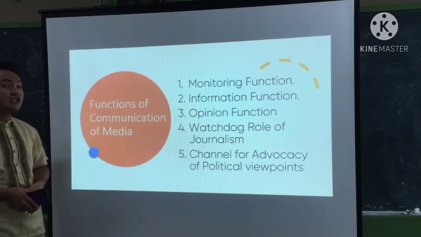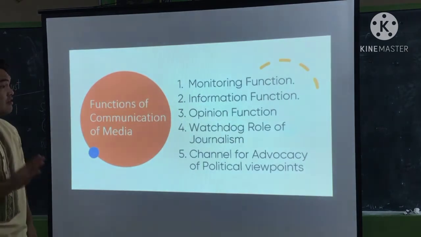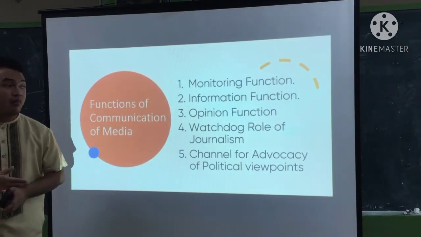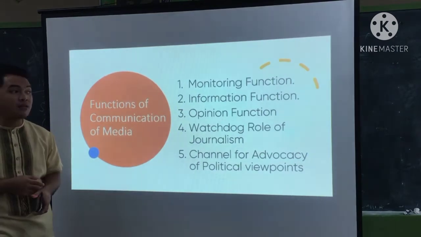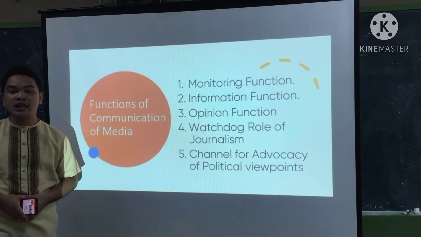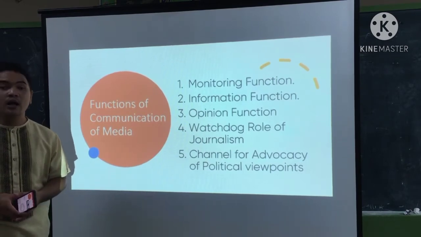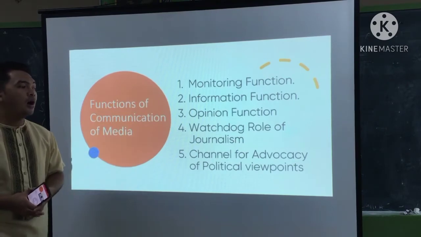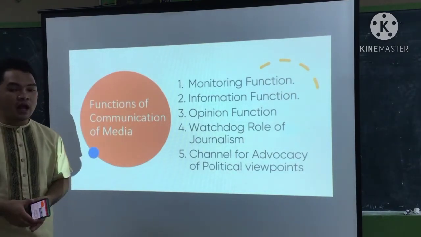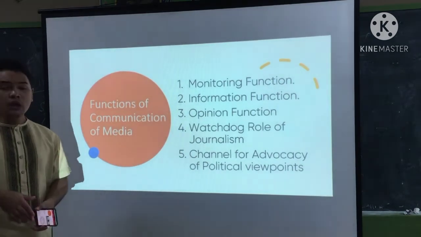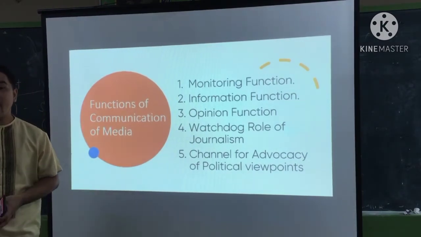For the functions of communication and media, we have the five functions. Number one is the monitoring function. This is to inform the citizens on what is happening around them. The information function is to educate our audience on the meaning and the significance of that. The opinion function is to provide a platform for public and political discourse or the freedom of expression. The watchdog role of journalism is to denounce the wrongdoing of political or government agencies, public or private, to lead us to increase our accountability and to spread positive change.